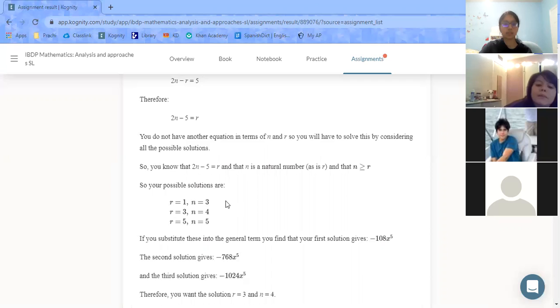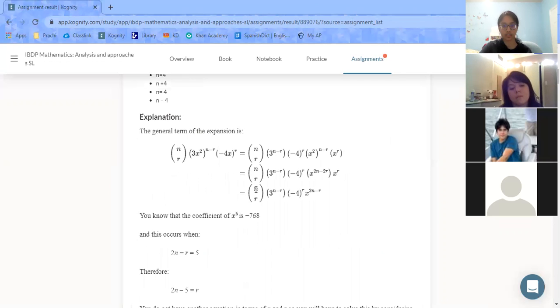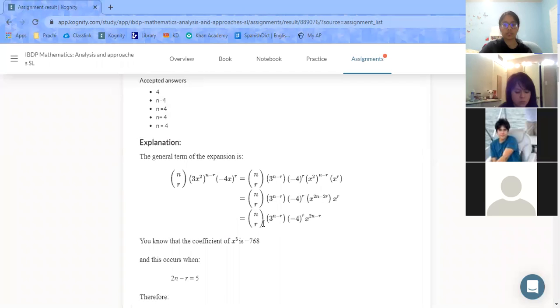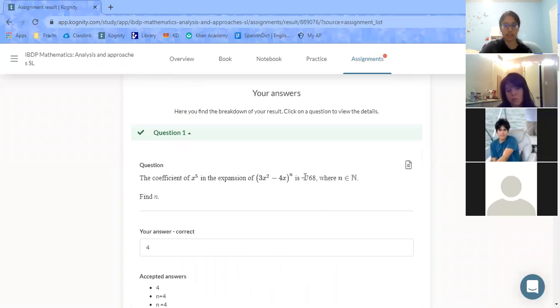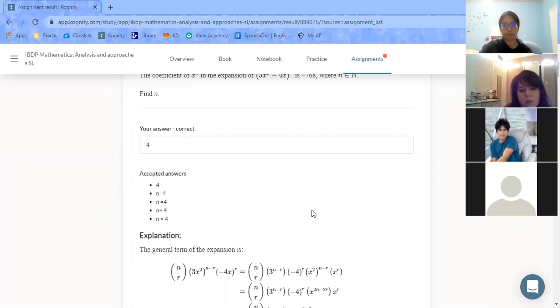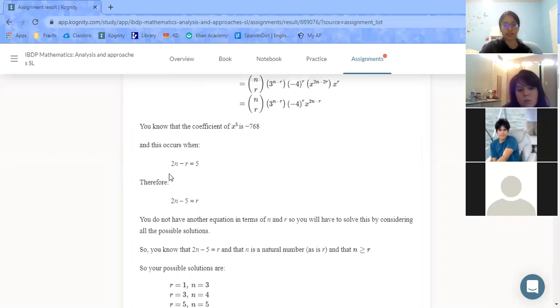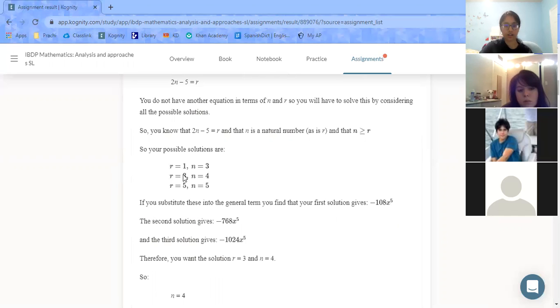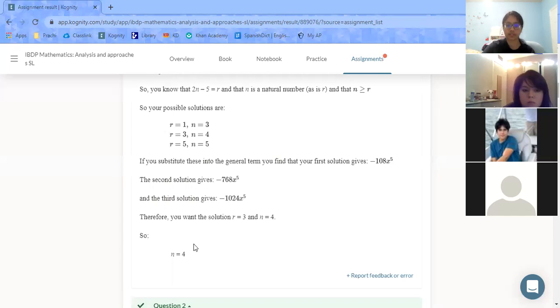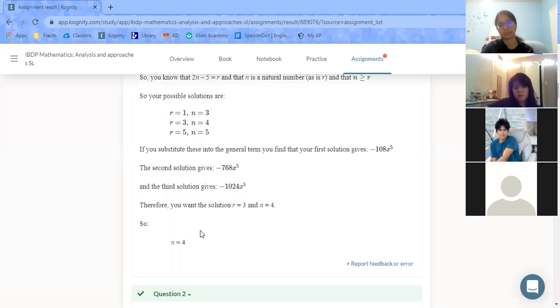You would take that and plug it back into here, into n choose r, 3 to the power of n minus r, and -4 to the power of r. And we're trying to find the one where all of these constants to the power of whatever n and whatever r equal -768. Okay, that makes more sense. Thanks. Okay, yeah, so you would find it to be the second set, where r equals 3 and n equals 4, and then the question was asking for what n is, so then it would be 4.